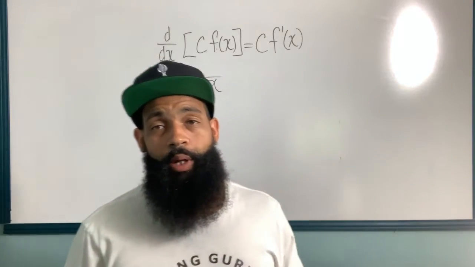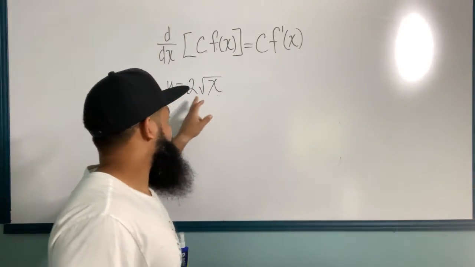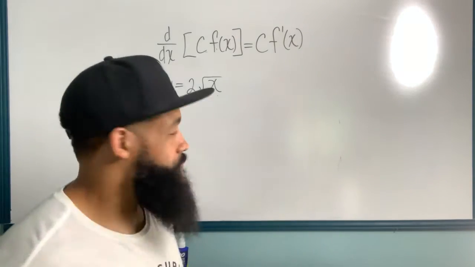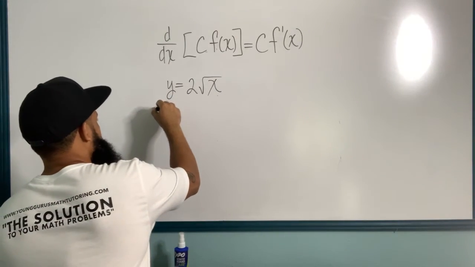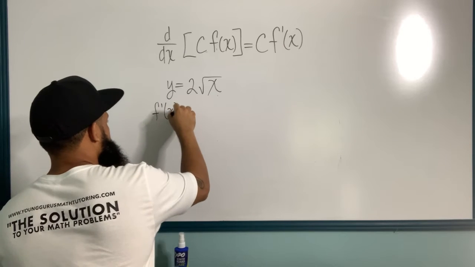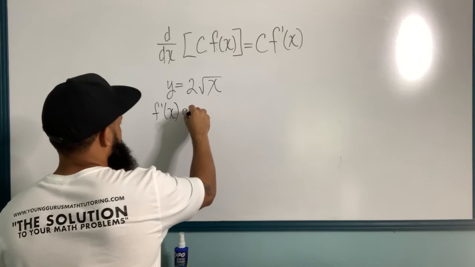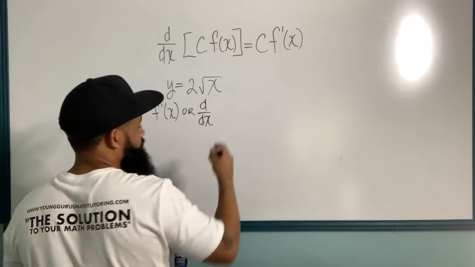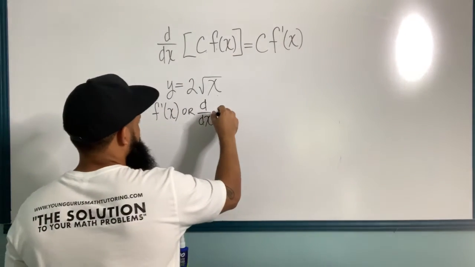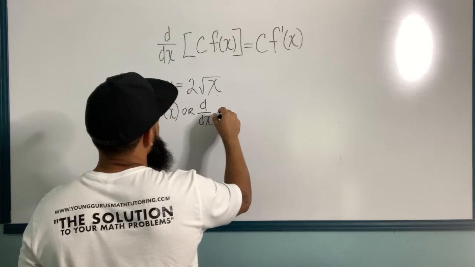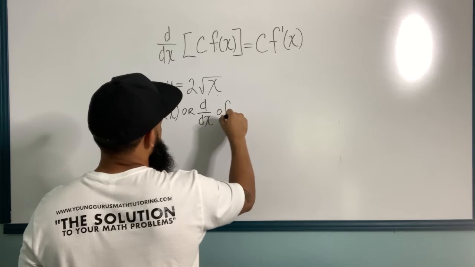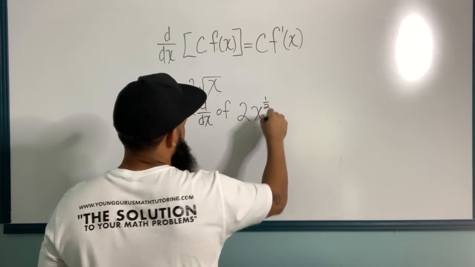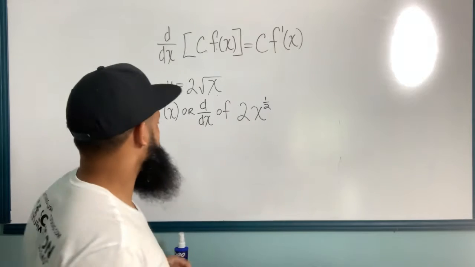For the third example, I have another function. Once again, y equals 2 times the square root of x. First thing we want to do is we want to change this to exponent form. So let's say f prime of x, or we could say d/dx. Either notation is up to you. Of 2x to the 1/2 power. Okay, so this is our function, 2x to the 1/2 power.